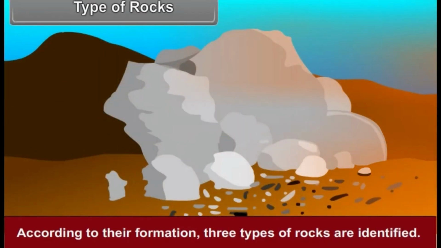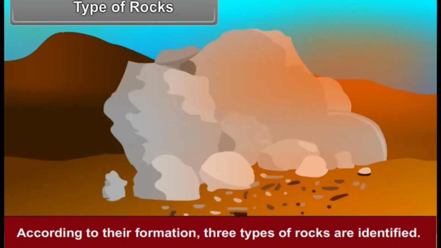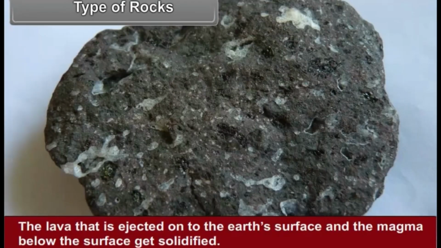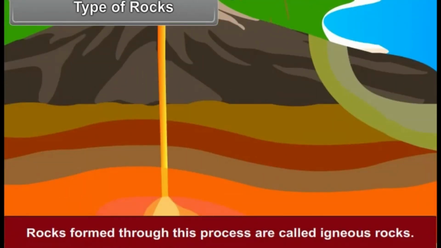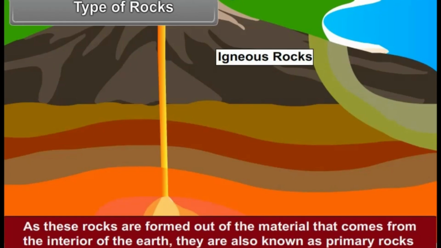Types of rocks. According to their formation, 3 types of rocks are identified. Igneous rocks. The lava that is ejected onto the Earth's surface and the magma below the surface get solidified. Rocks formed through this process are called igneous rocks. As these rocks are formed out of the material that comes from the interior of the Earth, they are also known as primary rocks.